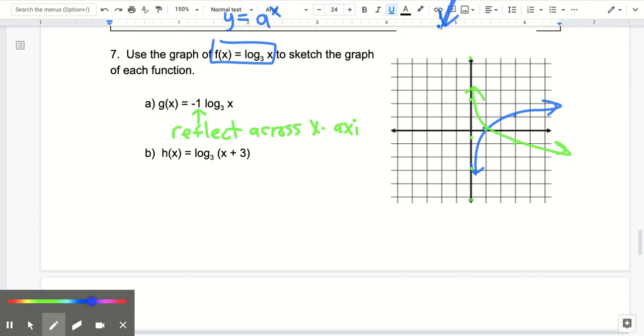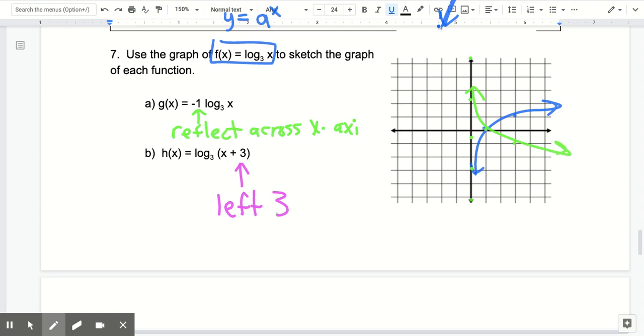And now for this one, this +3, that's going to move it to the left 3. So instead of going through this point here, we're going to move it to the left 3, 1, 2, 3. So this is that new point. Ignore that other purple one I just drew. This point here gets moved left, 1, 2, 3, right here. And the asymptote gets moved. So the asymptote was at 0. Our new asymptote is left. So this is what that function looks like. So our parent function and transformations still apply to all of these as well.